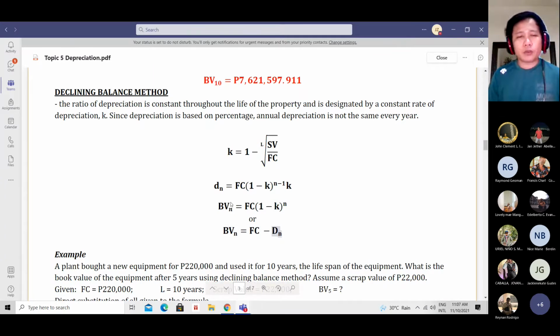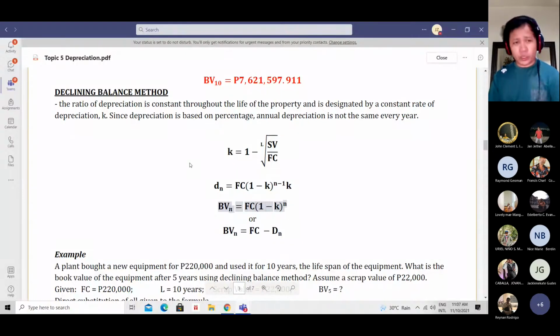Okay? But usually, the problem will only ask for the book value. So, if the problem only asks for book value, you don't need to use this one already. It's not necessary. Okay? So, earlier, book value equals first cost, that is direct. Okay?